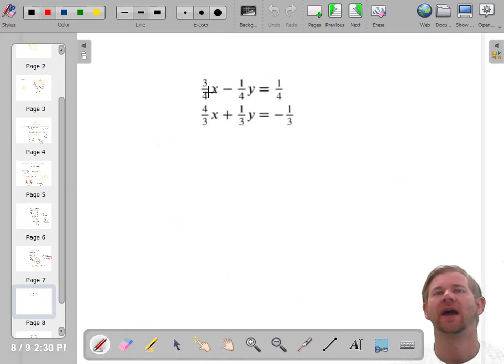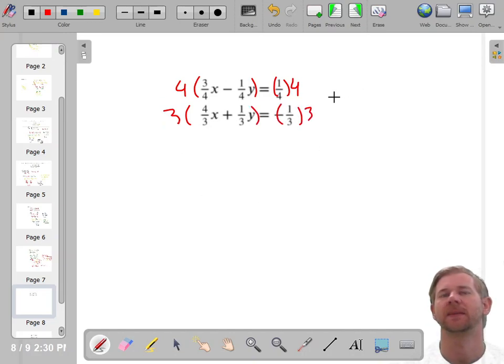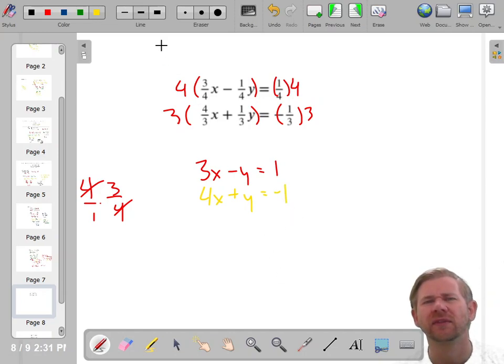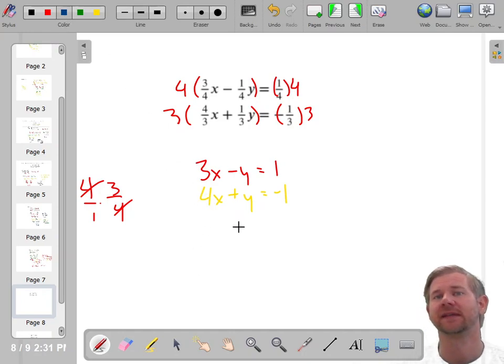A couple more. Everything here has a denominator of 4, so I'll multiply everything by 4, and everything here has a denominator of 3. So the first equation, if you do 4 times 3/4, those cancel. You get 3x. Or you can think of it as 12 divided by 4, which is 3. 4 times 1/4 is 1, and 4 times 1/4 is 1. 4/3 times 3, those cancel, and you get 4x plus, those cancel, 1y equals -1. They definitely have different coefficients for x, so I don't think they're parallel. But I'll do a substitution here.